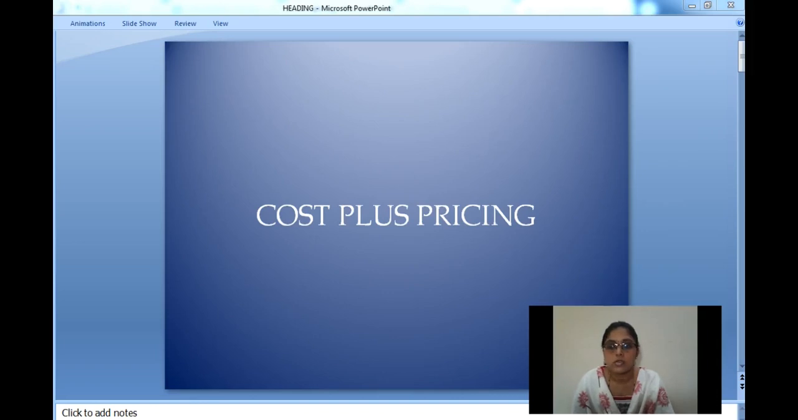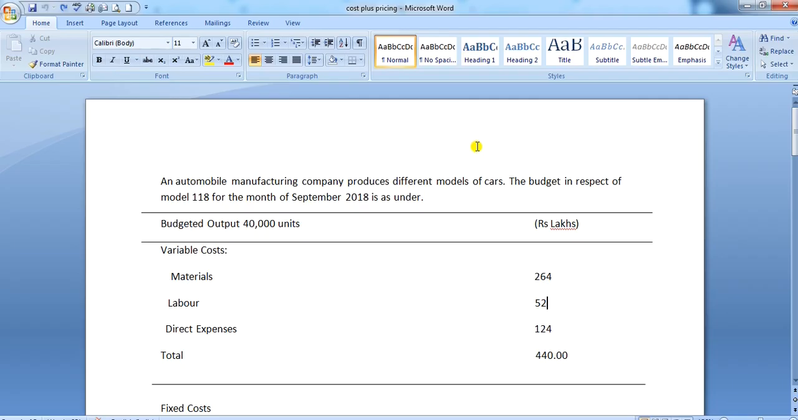Hello everyone. Today we will be discussing cost plus pricing. We shall understand the cost plus pricing with the problem.